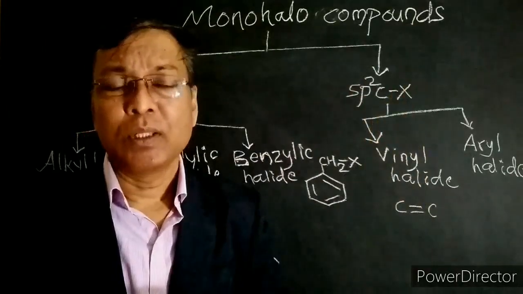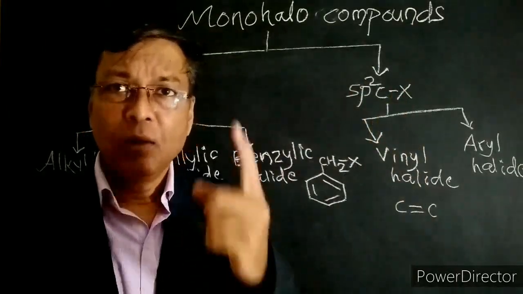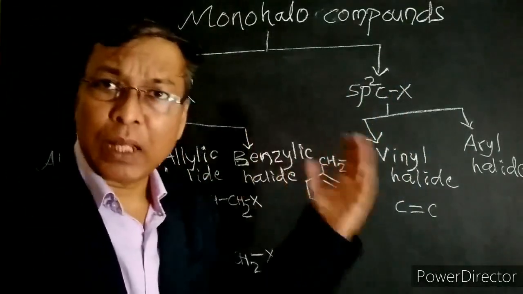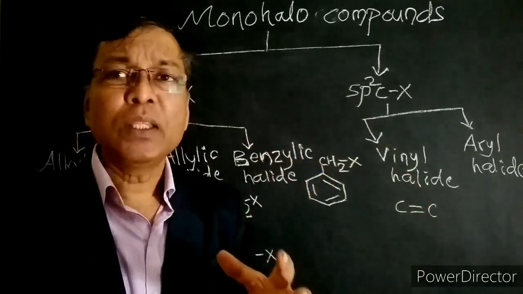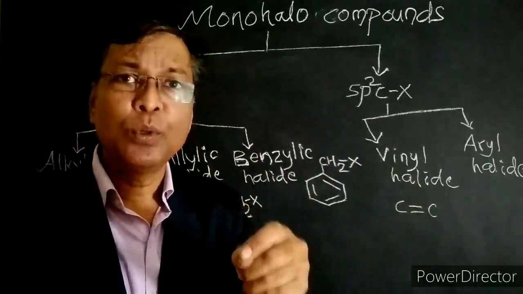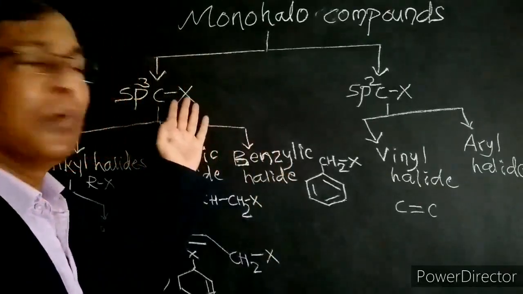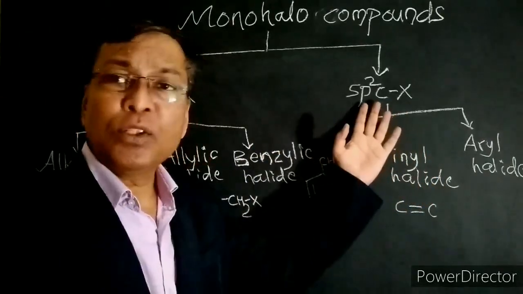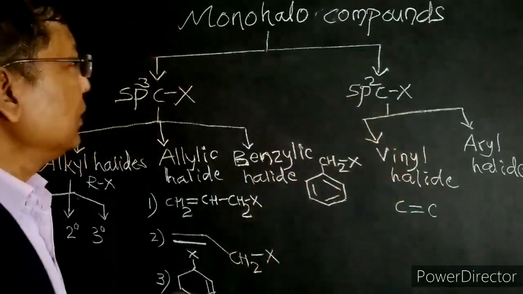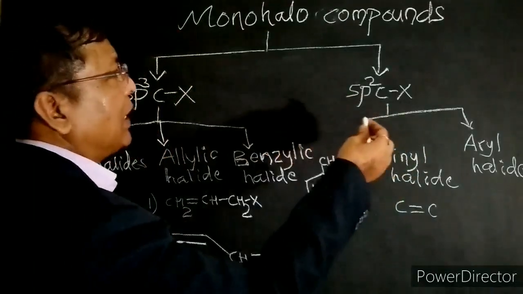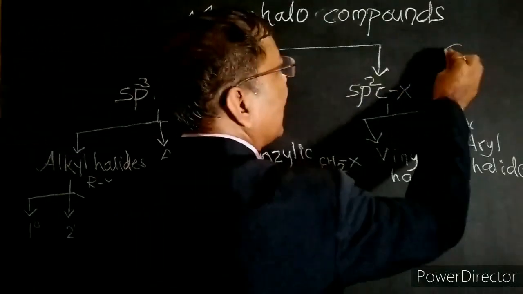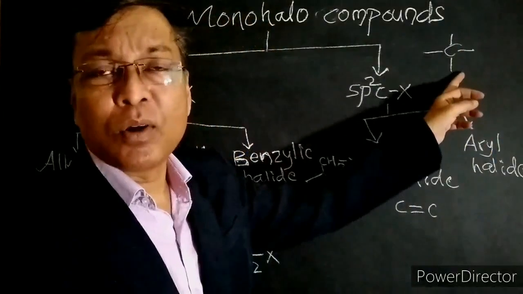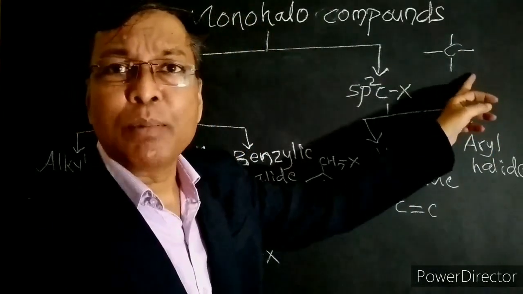Monohalo compounds, that means the compounds containing one halogen atom, are further classified into two types depending upon whether the halogen atom is attached to an sp3 hybridized carbon atom or to an sp2 hybridized carbon atom. What is an sp3 hybridized carbon atom? An sp3 hybridized carbon atom means the carbon which is attached to 4 sigma bonds. It is called an sp3 hybridized carbon atom.